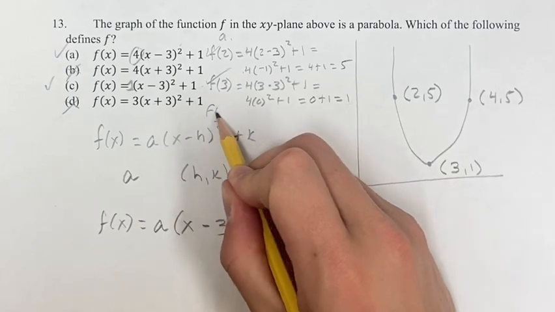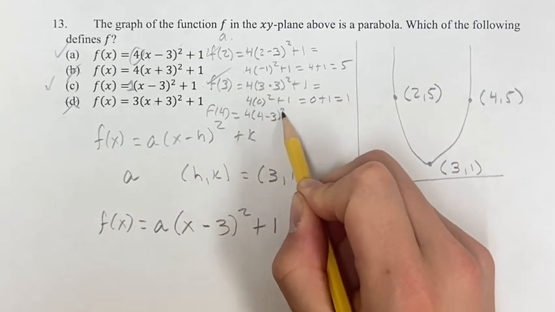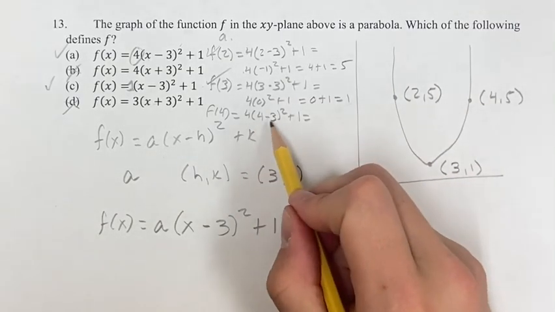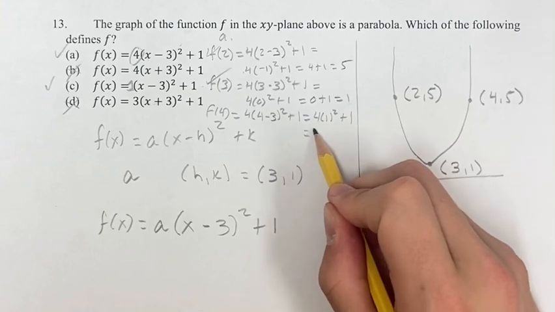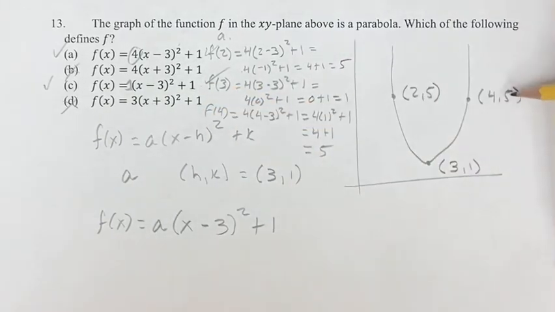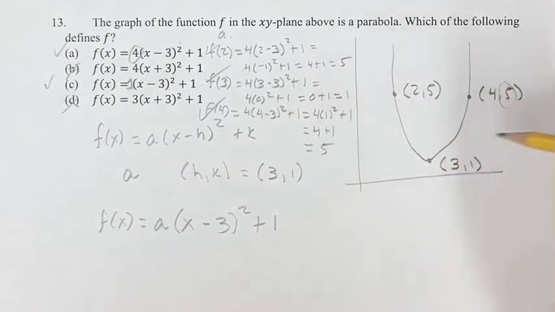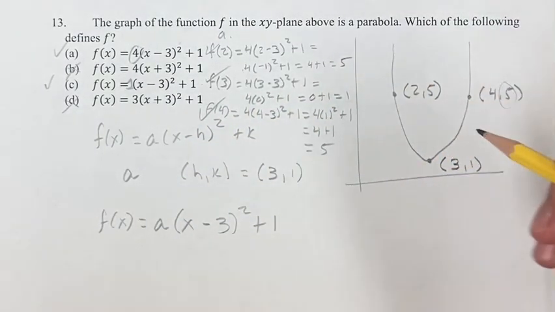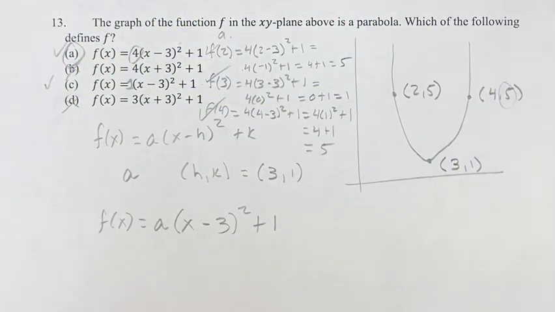And finally, we have f of 4 is equal to 4 times (4 minus 3) squared plus 1. 4 minus 3 is 1, so it's 4 times 1 squared plus 1, which is 4 plus 1, equal to 5. And again, we're looking for 5 here. f of 4 is 5, so all 3 of these points check out. These are the only 3 points we have, and it satisfies all of these, so we know that this is the equation of the function.